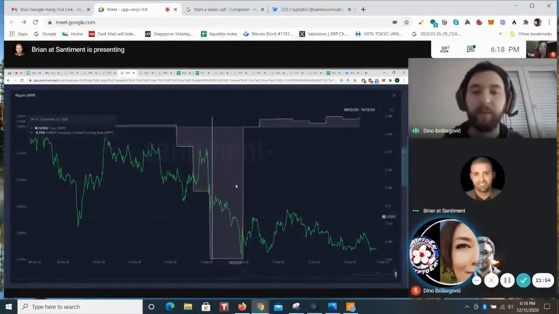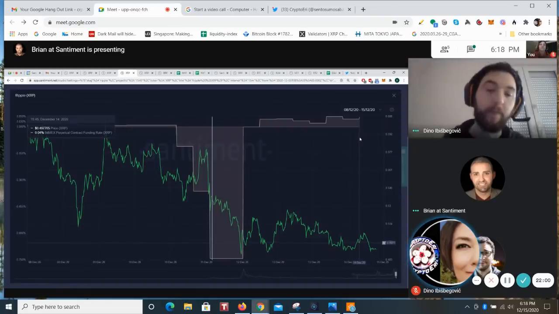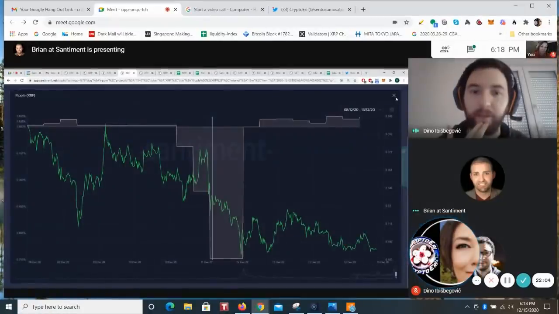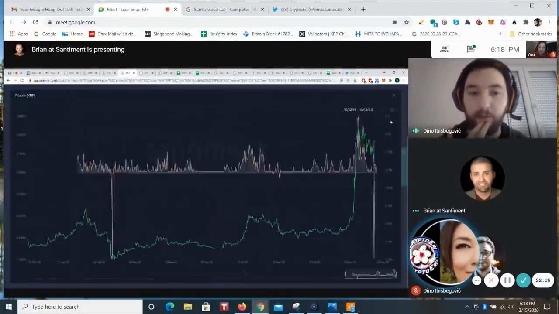Essentially, when the funding rate is positive, that means that longs are paying shorts, or the market is bullish on average. When the funding rate is negative, it means that shorts are paying longs. So Brian, if you zoom out to the last year of data, you will see just how big this dip was. Yeah, there we go. It's the highest that we've seen since the Black Thursday crash.